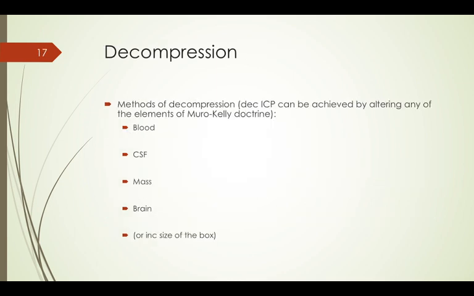So, decompression. So we need to think basically when we come to decompression about what's within the skull. So crudely speaking, that's blood, cerebrospinal fluid, the brain, which encompasses around 95% of that volume, and then a mass. So the mass could be blood, it could well be a brain tumor, could be an abscess, any of these things that really shouldn't be there.